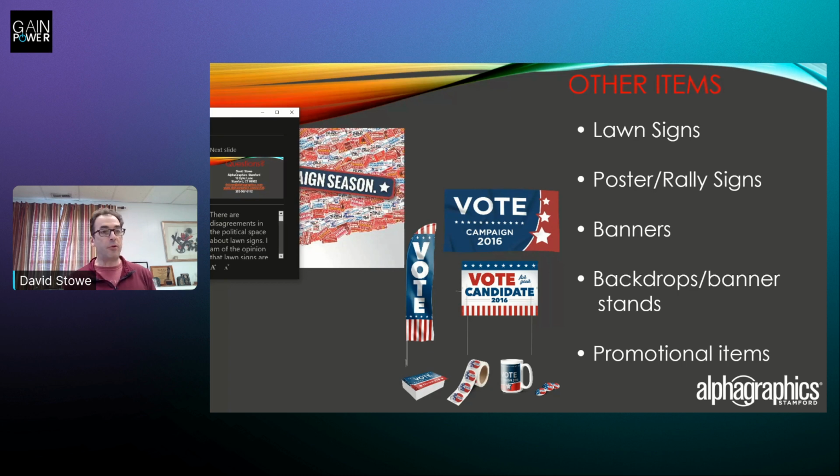One of the most common things in political campaigns are lawn signs. There are often disagreements in the political space about lawn signs. Some people think that they don't do anything and other people swear by them. I'm of the opinion that lawn signs are an invaluable tool. They're a gift that kind of keeps on giving. One of the most important things in politics and at the ballot box is name recognition. This is in part why incumbents fare so well in many elections.